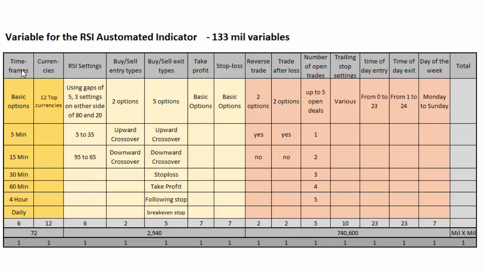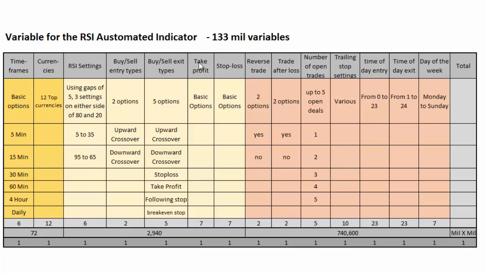I'll just go through them very briefly. In terms of time frames, you can use it for 6 to 7 time frames. In terms of currencies, normally there are about 12 tradable currencies for Forex. RSI settings, there are normally quite a number of RSI settings. I've been conservative and said we'll restrict that to 6. Then, as we know, there are only 2 entry options, the upward crossover and the downward crossover. Then there are 5 exit options.